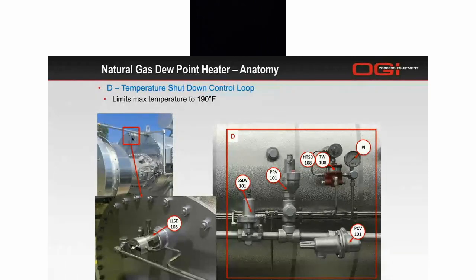Level switches, we normally mount them at the 12 o'clock position in the shell and at a point where it's going to trip before any of your coils inside could possibly be exposed to air, be uncovered by that water bath. That would be really bad. You'd start scorching and coking. Well, it'd lower the efficiency of the heater because you're not exposing the gas to a surface area.